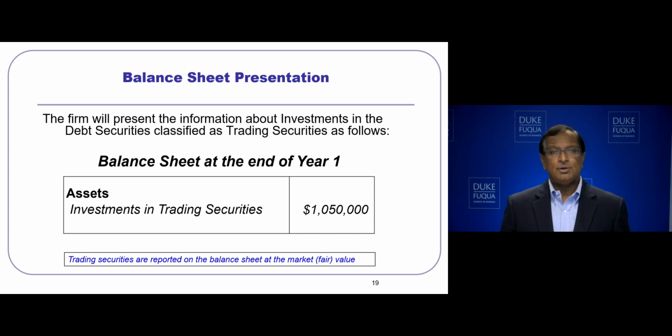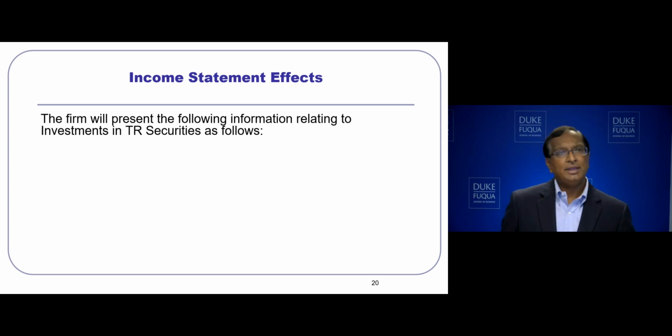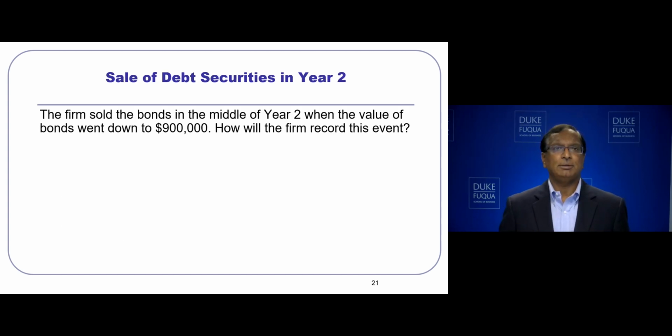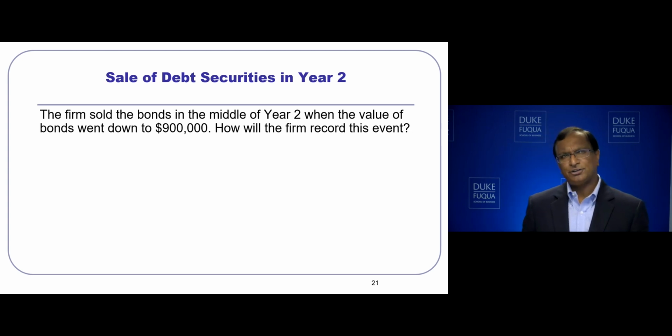Notice that the trading securities are reported on the balance sheet at the market or the fair value of these securities. Now on the income statement, the firm will record the interest income for sure of $100,000. And there is also this unrealized gain on trading securities of $50,000, the value change that has not yet been realized, that will also affect the income statement for year 1. So those are the two effects on the income statement. Now let's move to year 2.